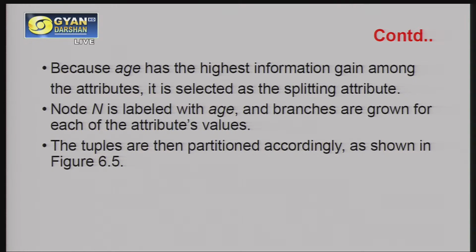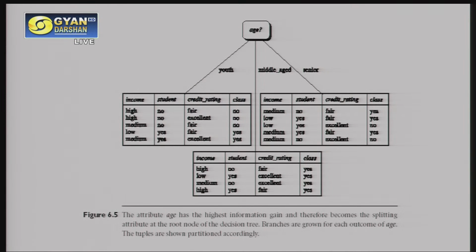So we have youth, middle age, and senior. These are the three things. We know that age is the one. If the age is youth, how many tuples are there? If you remember, there were 5 tuples. Out of 5 tuples, there were 3 no and 2 yes. For middle age, you can see that there are 4 yes but 0 tuples with a no class.